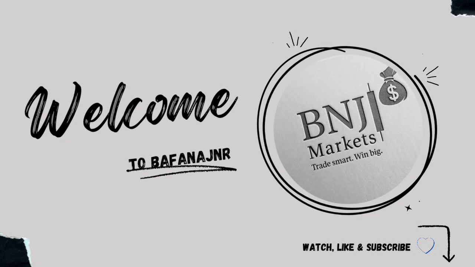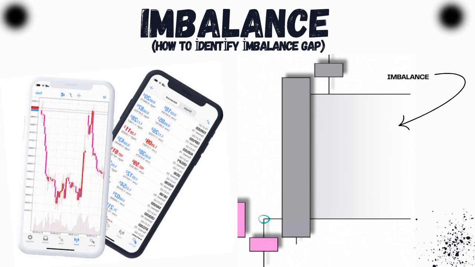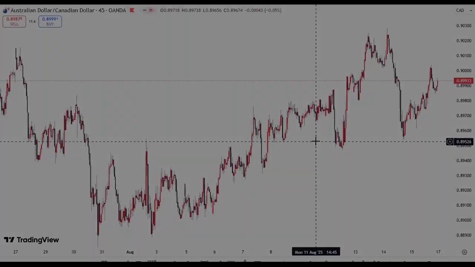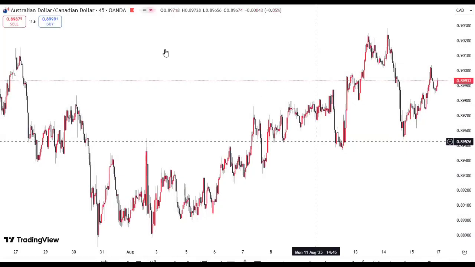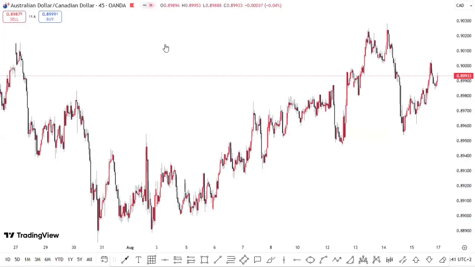So in today's video we are doing a video about how to plot the imbalance gap. In this video I will be explaining more about how to see and identify your imbalance gap. So let's dive in. Here I have AUD CAD.